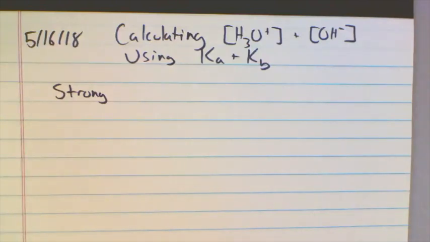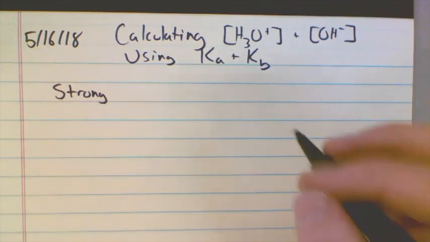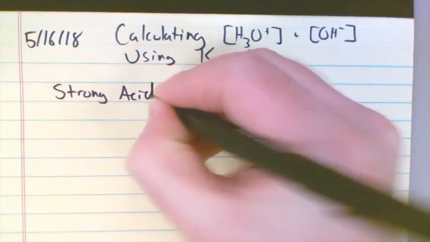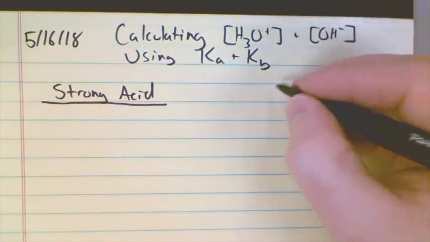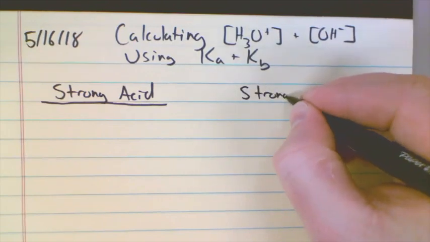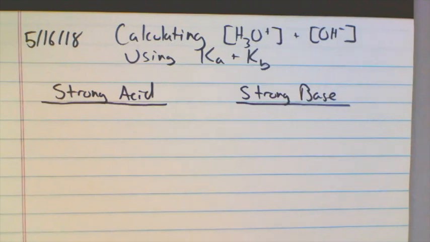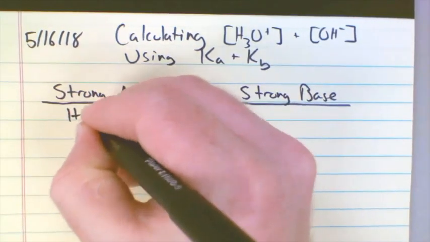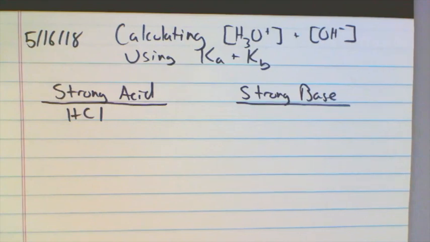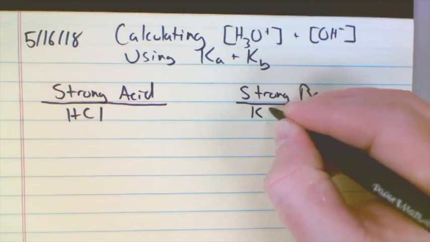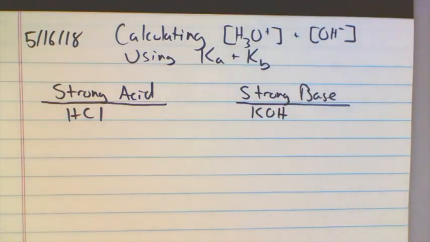All right, let's review stuff from yesterday. Let's talk about what a strong acid is and a strong base. For example, hydrochloric acid is a strong acid, and potassium hydroxide is a strong base.